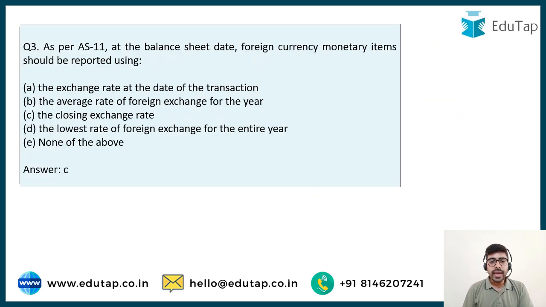So now we can easily answer that foreign currency monetary items at the balance sheet date should be reported using the closing exchange rate. So the answer is going to be option number C.